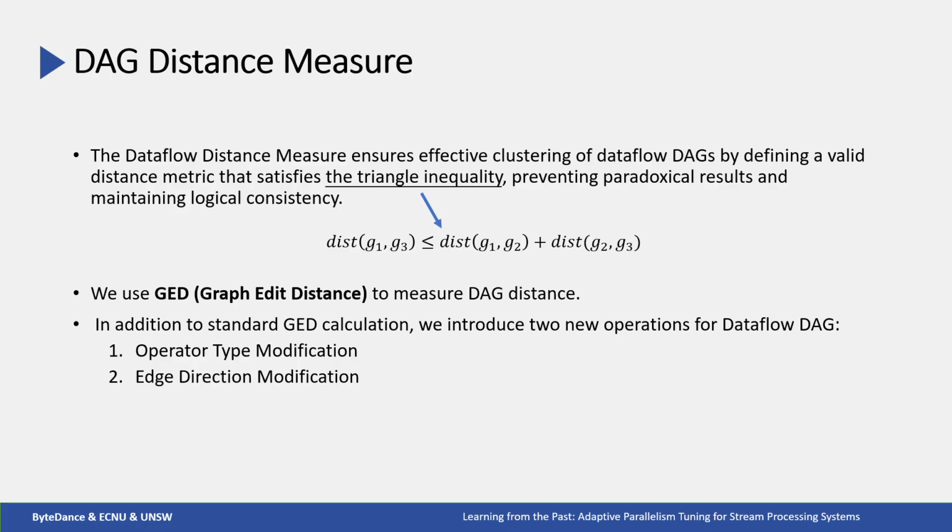One of the key advantages of GED is that it satisfies the triangle inequality. This ensures logical consistency in clustering. The direct distance between any two DAGs is guaranteed to be less than or equal to the sum of their distances through an intermediate DAG. This property is critical for avoiding paradoxical results and ensuring valid clustering behavior.